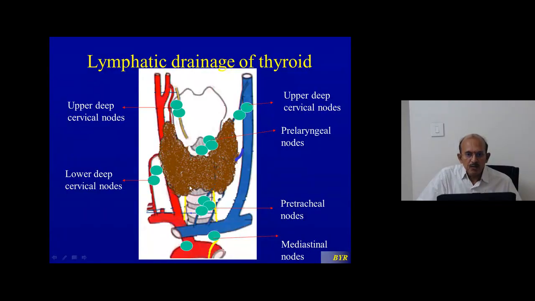Then these pretracheal lymph nodes and prelaryngeal lymph nodes, originally it was thought that their function is not known. Why they are situated there was not known. That's why they are called the nodes of Delphicus or Delphian nodes. This word Delphicus is derived from Greek mythology.